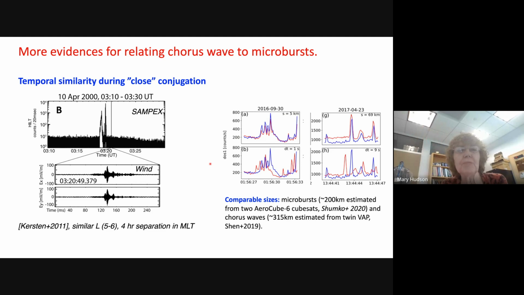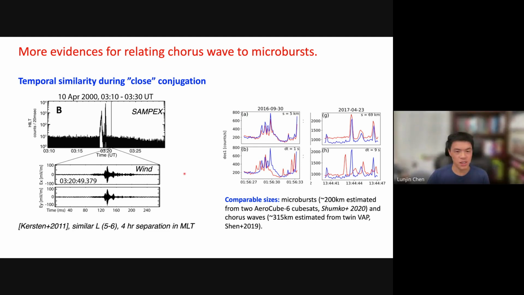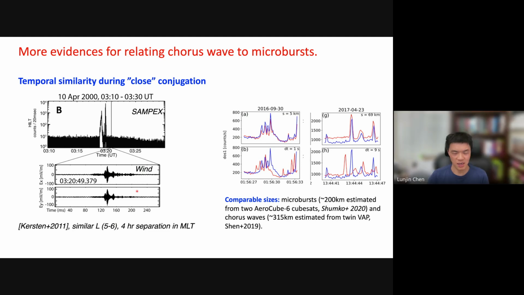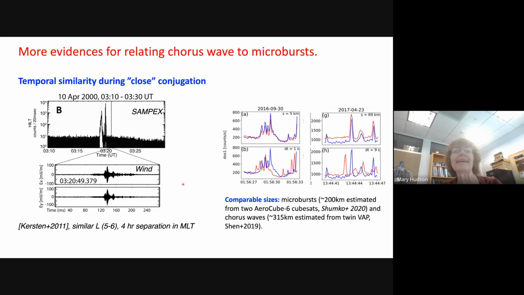Yeah, I just had a question about the Kirsten study. Wind is out in the solar wind at L1, right? So what is the implication of seeing that wave packet at Wind relative to SAMPEX? I'm missing the point. Oh no, Wind actually had a time period when it was at L of about 5 to 6. Oh, wow. Yeah, I think according to their paper, they mentioned that in 2000. Okay, all right, thank you.